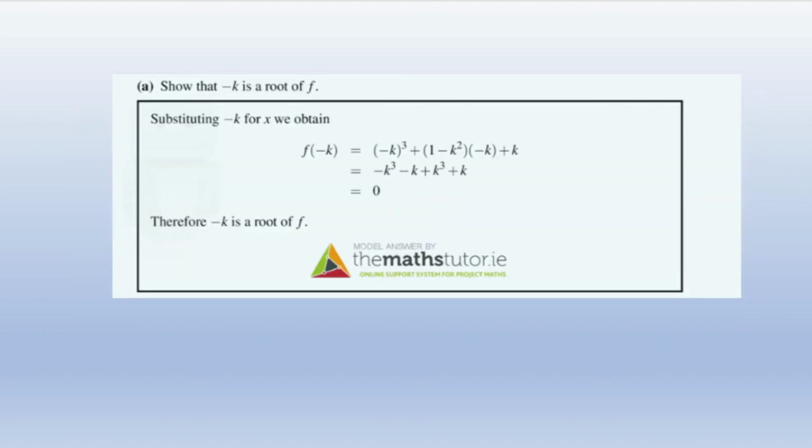And here's the marking scheme for that. To show that minus k is a root of f, you want to find out what f of minus k is. In other words, you're substituting minus k in. And when you do that, and when you simplify it all out, you get your 0. So therefore, minus k is a root of f. If you don't get 0 here, it means you've either made a mistake in one of the previous steps, or minus k will just not be a factor.